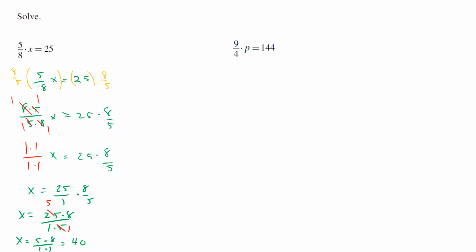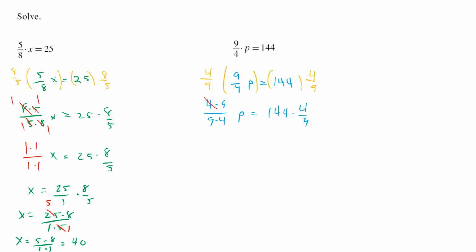Alright, let's take a look at the next example here. So we've got 9 over 4 times p equals 144. So again, we want to multiply by the reciprocal. So the reciprocal of 9 over 4 is going to be 4 over 9. So we're going to multiply both sides by 4 over 9. And this works as a special form of 1. We're creating that special form of 1, so that we have 4 times 9 over 9 times 4p equals 144 times 4 over 9.